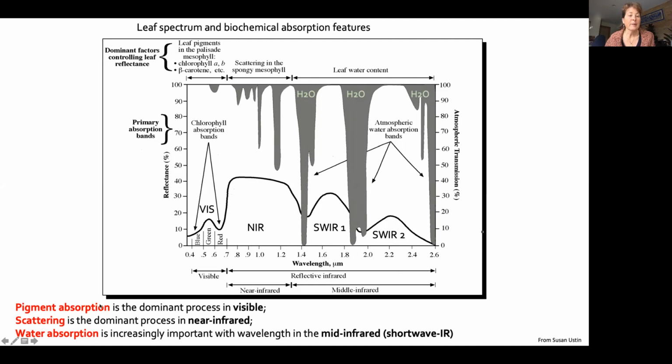And so in general, pigment absorption is the dominant process in the visible region. Scattering is the dominant process in the near infrared, and water absorption is important in mid infrared. And many chemical compounds are absorbing in different parts of this spectrum, and they each have distinct reflectance signatures.